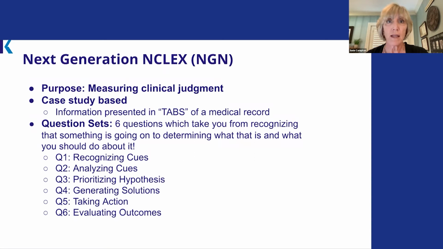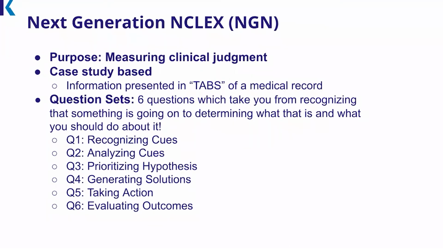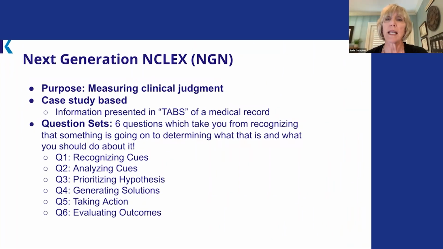Question 1 of each set will start with recognizing cues. In question 2, you will analyze what you have recognized in question 1. In question 3, you will determine priority concerns or topics. In question 4, you will determine solutions so that you can plan your client's care. In question 5, you will take actions and implement the care that you have planned. Finally, in question 6, you will evaluate if nursing interventions you took improved the client's condition or if the client has declined.